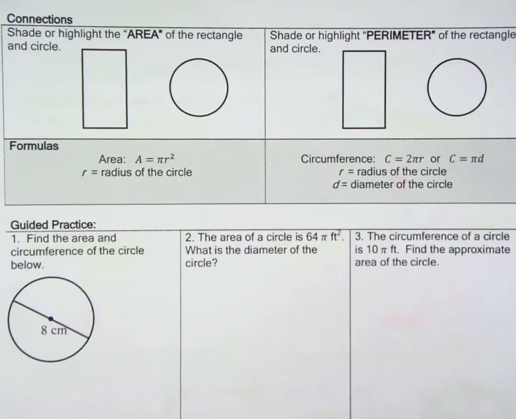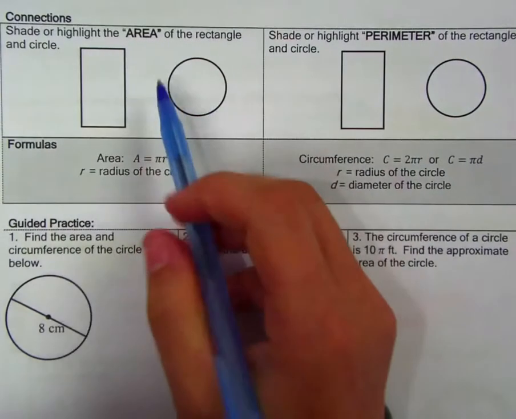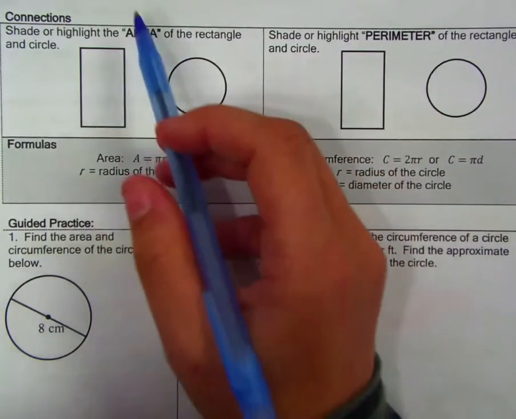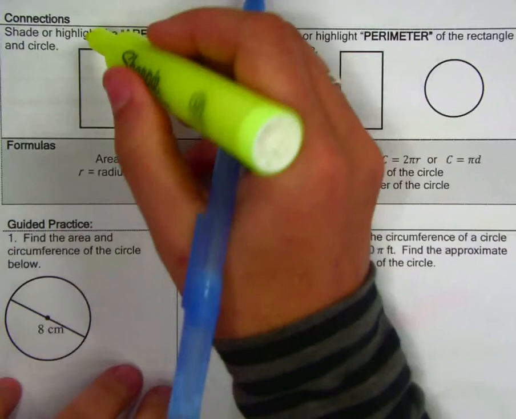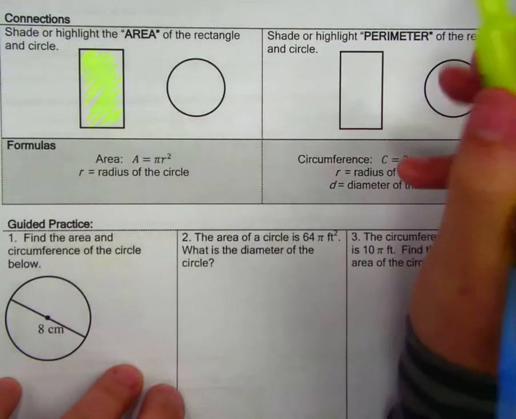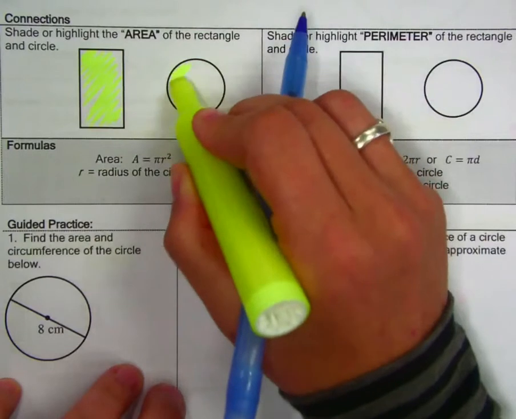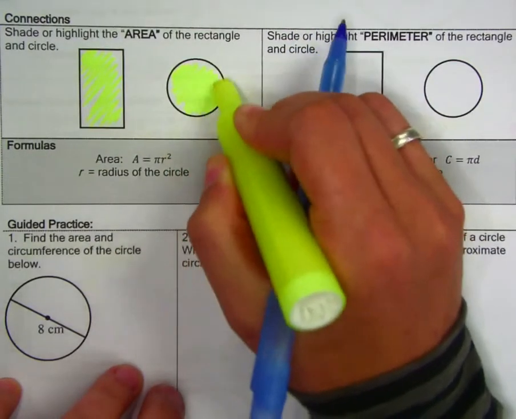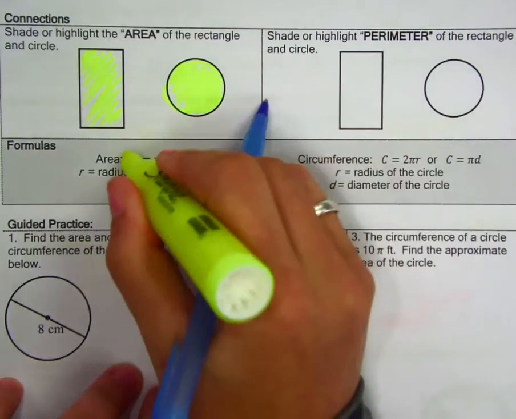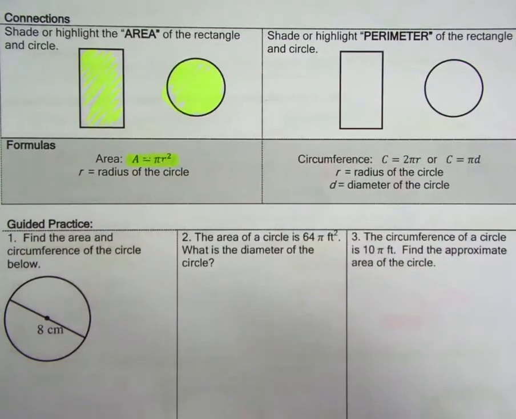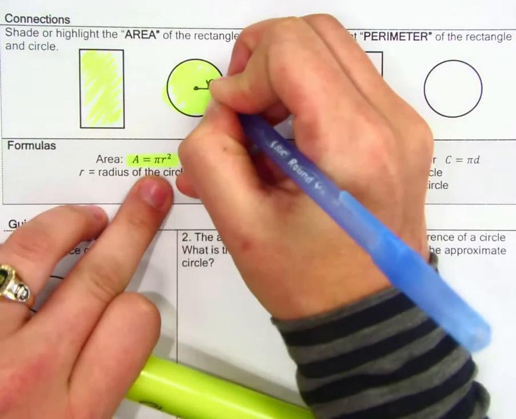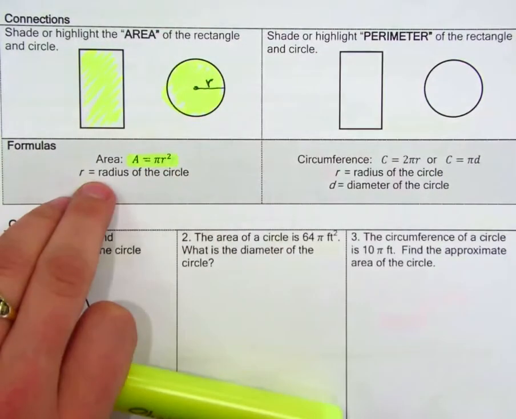All right, so on to our actual objective for today. Our objective for today is to be able to find the area and circumference of a circle. So we're going to quickly shade the area of the rectangle and the circle. We know that the area is all of this space inside of the rectangle. And so the area is going to be the same for a circle. It's the area inside. But obviously these are two different shapes, so we find them two different ways. We find area of a circle by doing pi times r squared, where r is the radius of the circle.